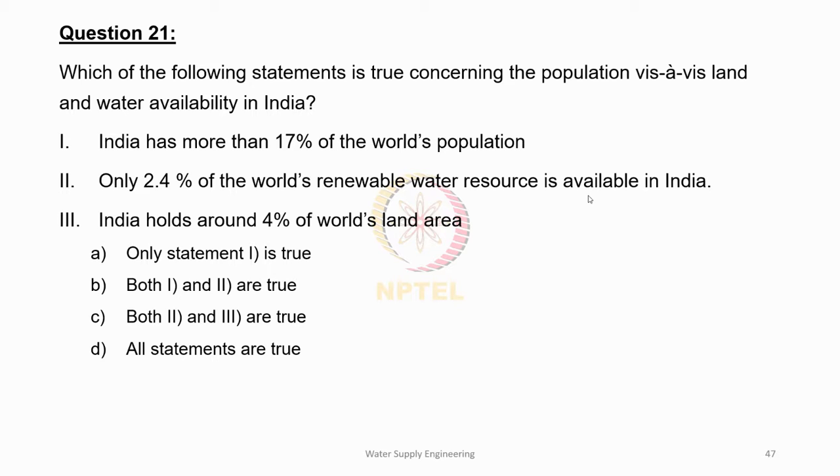So one statement is regarding India's population with respect to the world's population. The second statement is regarding the availability of renewable water resource in India relative to the world, and the third is about land area. So which of these statements are true? Okay, I'm getting answers. Only a few of them have answered. Let's wait so that everyone can type in, because I see only five answers here.